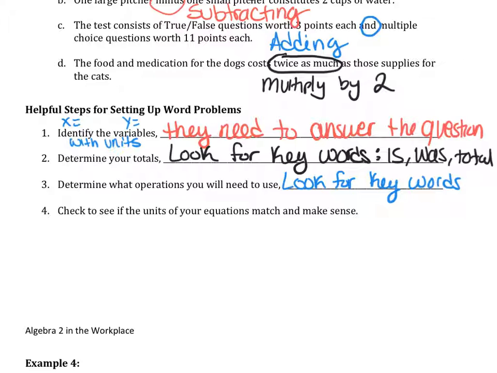And then you want to just check to see, once you think you have your equation, if the units of your equations make sense. For example, you can't take number of people plus number of people equals $2,000. It doesn't make sense. You can't add people together and get money. But you can take money plus money equals money. So you want to make sure your units actually make sense in the equation.